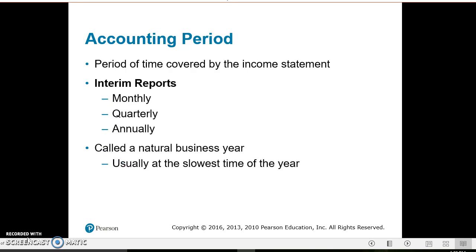So your accounting period, like I said, covers the reports. The income statement also can be quarterly, monthly. The balance sheets can be monthly, quarterly, but you're going to see that most of the time they are yearly, except for the income statement. A lot of times they'll do that by quarter.